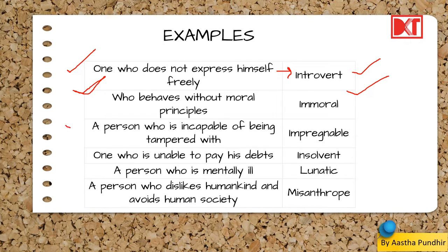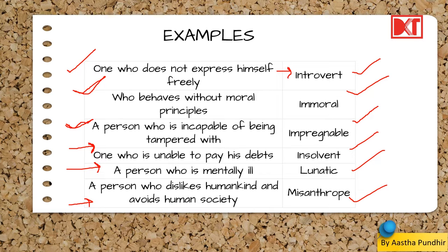Then a person who is incapable of being tampered with, a person we shouldn't be tampering with, is impregnable. Then one who is unable to pay his debts, a person who has lost all his money and taken so much debt that he is now unable to pay it, could be called an insolvent. A person who is mentally ill could be called a lunatic. And a person who dislikes humankind and avoids human society could be called a misanthrope.